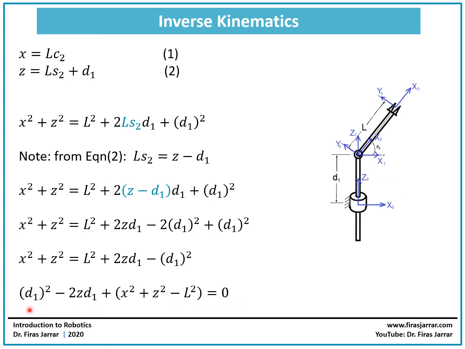Just keep in mind that it looks a little bit different than what we used to see in other courses, because in other courses usually the x is the variable or the z is a variable, but here z and x are known values. So this is x squared plus z squared minus L squared, all of this is like a constant here, and the d is a variable, z is a constant. So this is a quadratic equation where we want to solve for d1.